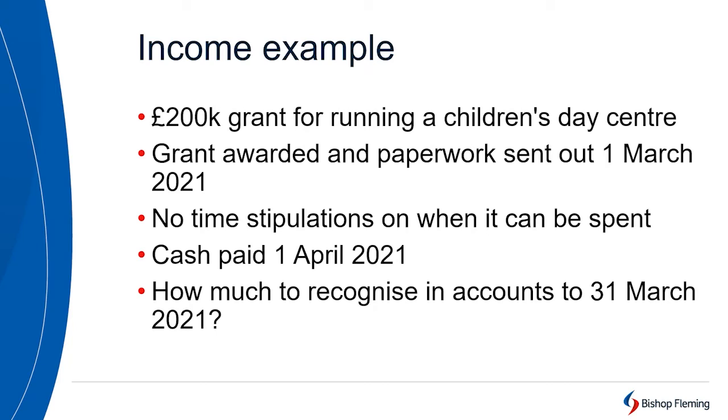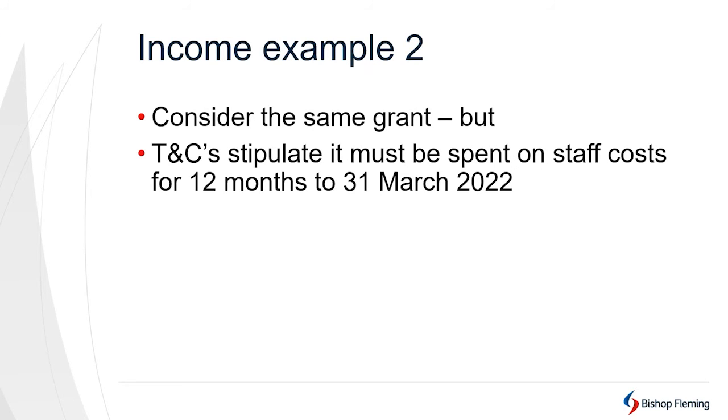What we can do, though, is just subtly change the terms, I suppose, really. So the same grant, everything exactly the same. But if there was one extra little term put in there, it might change our income recognition. So if as part of the terms and conditions they actually said you can only spend it on staff costs for the 12 months to the 31st of March 2022, effectively that's limiting when we can spend the money. We can only spend it in that 12-month period.